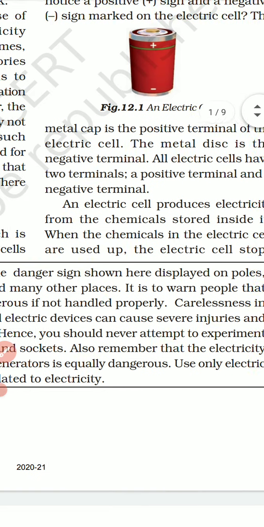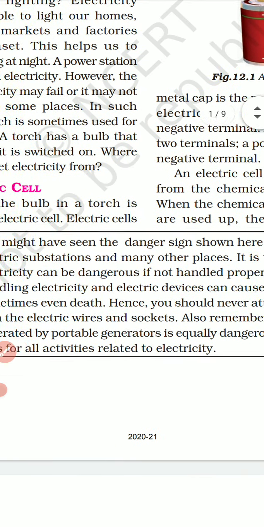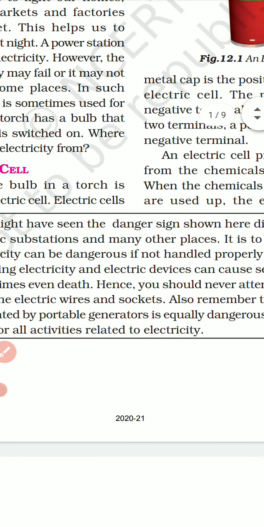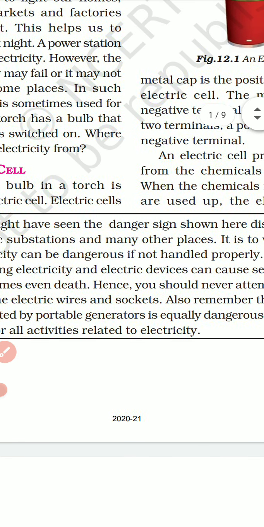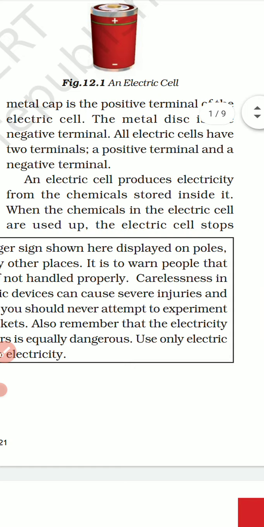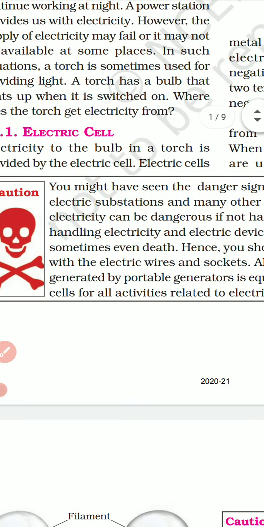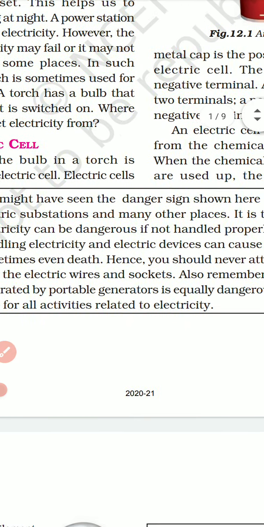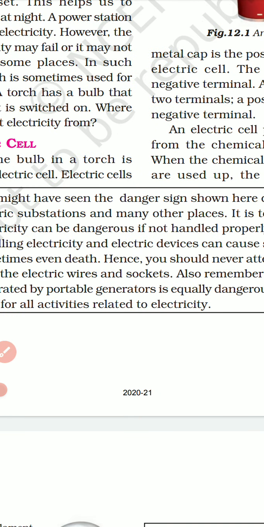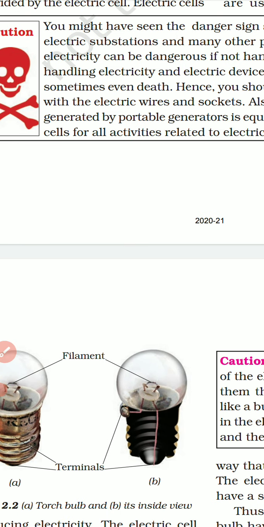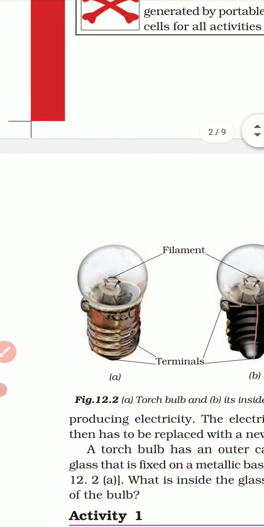Also, remember that the electricity generated by portable generators is equally dangerous. Use only electric cells for all the activities related to electricity. Do not ever try to touch live wires. When a wire doesn't have the plastic coating, do not touch it.